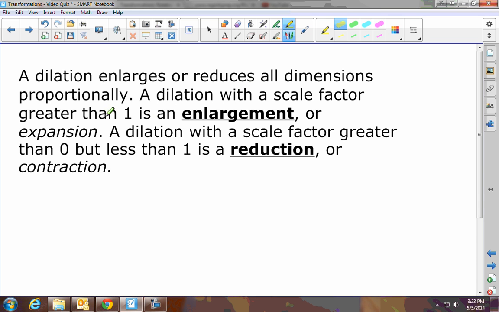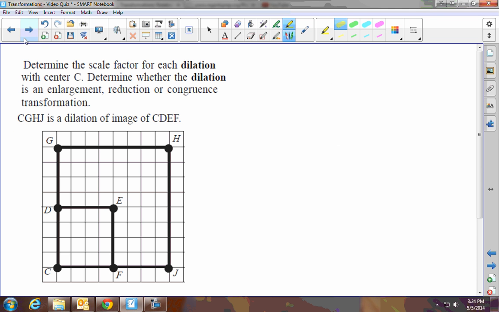So if the dilation is greater than 1, it's an enlargement. If it's less than 1, it's a reduction. If you're multiplying by 1, what does that mean? Well, it stays the same. It's not a dilation at all. Okay, so these are some examples of dilations.